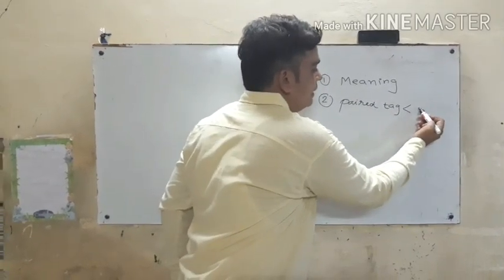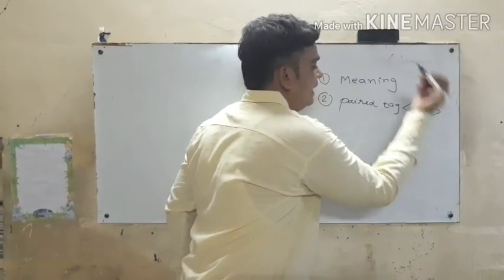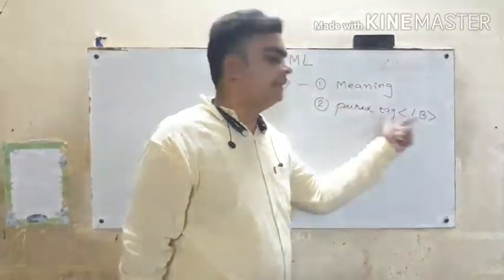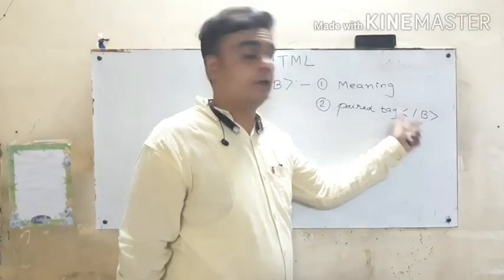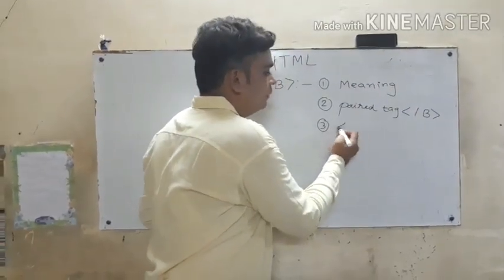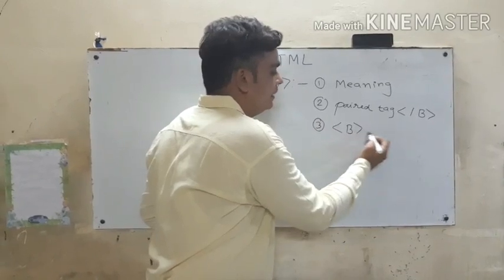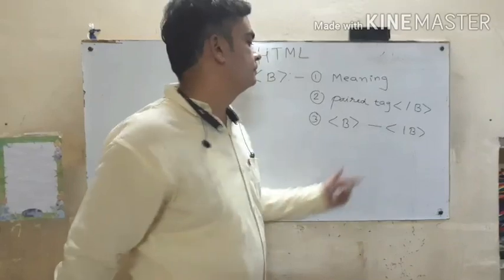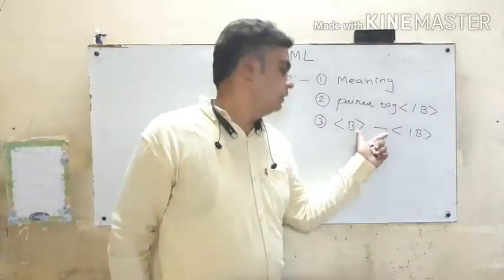That is, its companion tag is /B. So this first point is meaning. Second point is whether it is paired or singular, we should have to mention. Thereafter, third one, the information must be present in between B tag and /B tag. So this is my third point.